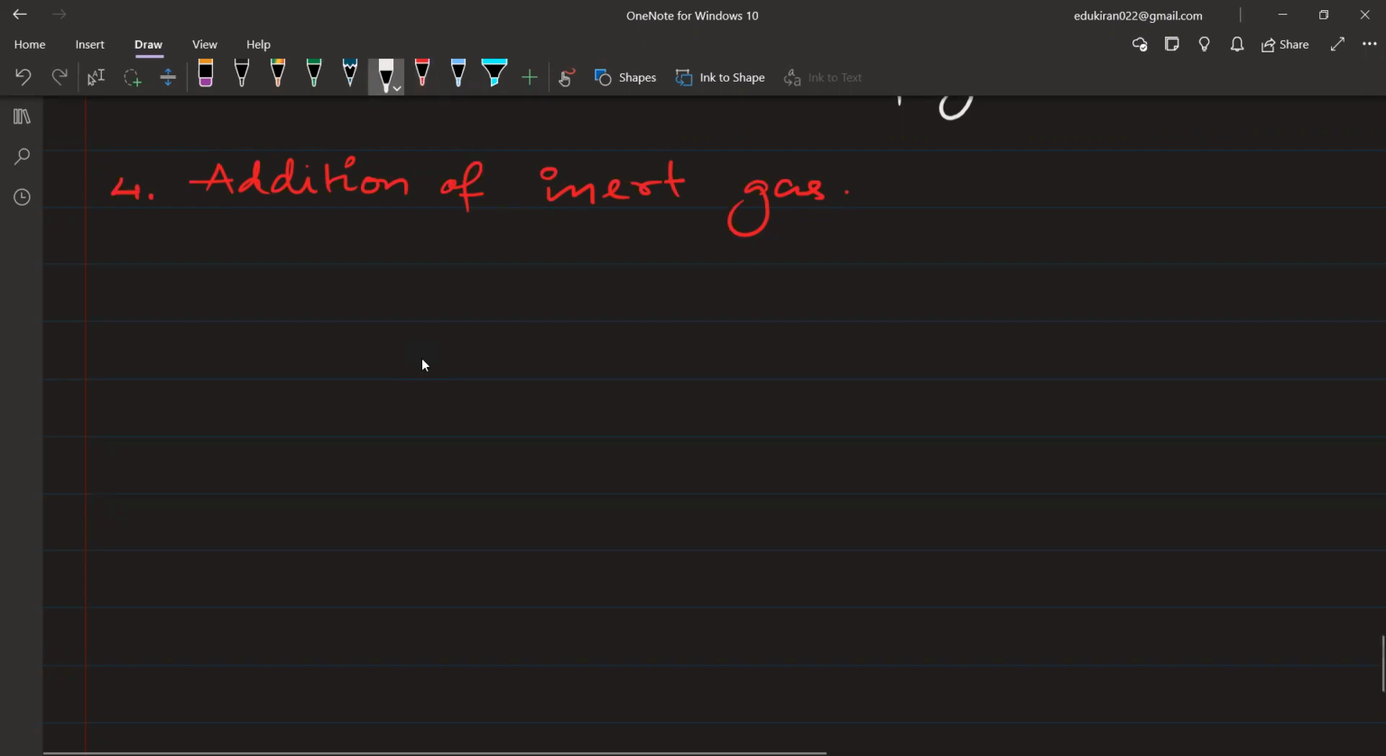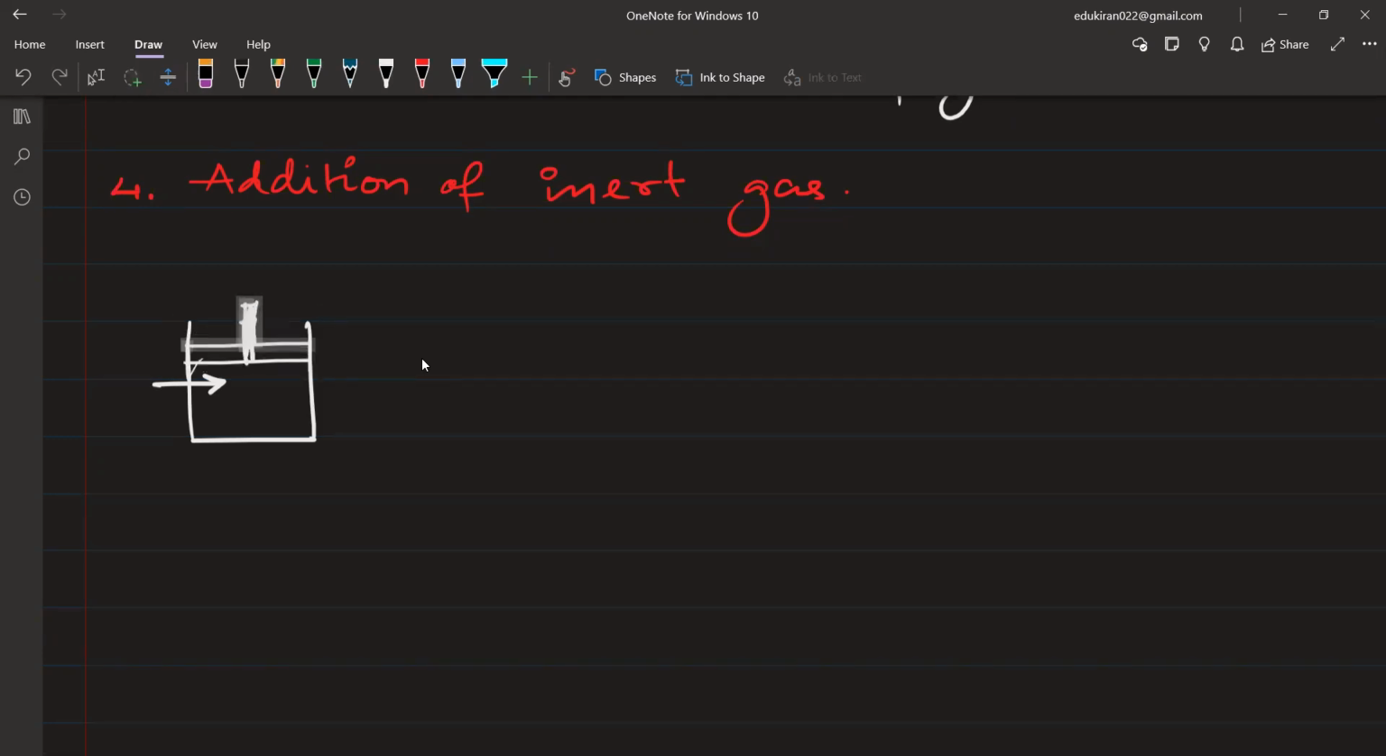See, there are two ways in which you can add an inert gas. This is a movable piston. If you want to keep the pressure constant, you have added inert gas. आपने गैस ऐड किया तो प्रेशर तो ऑब्वियसली इंक्रीज करेगा. So in order to keep the pressure constant, what you have to do, you have to increase the volume.